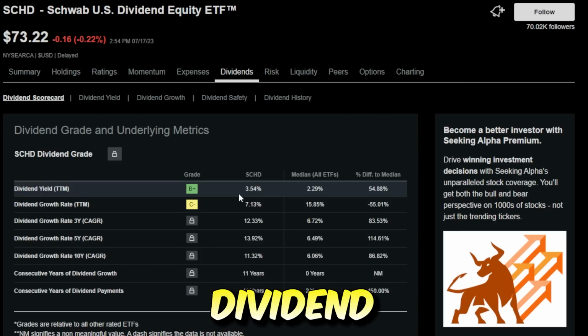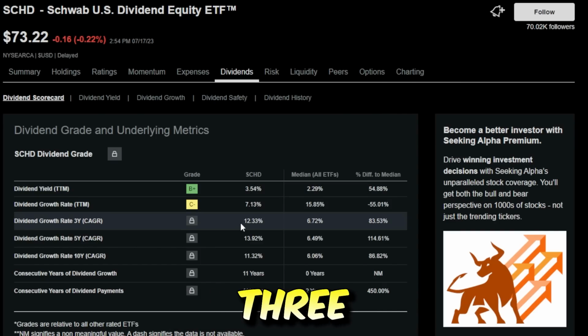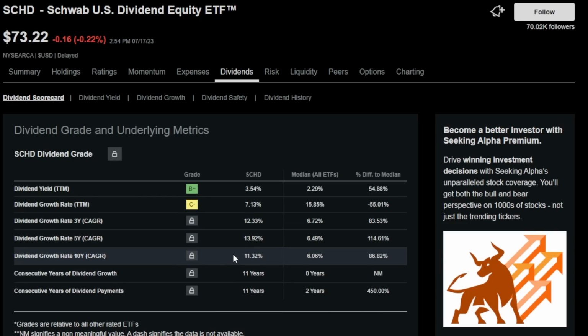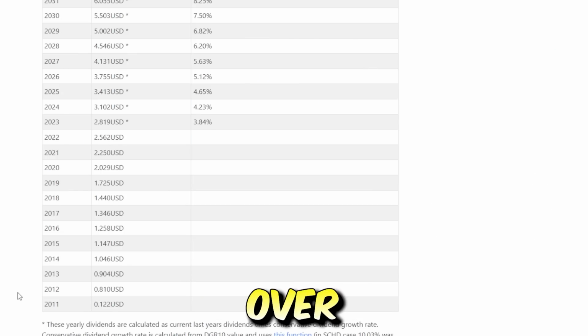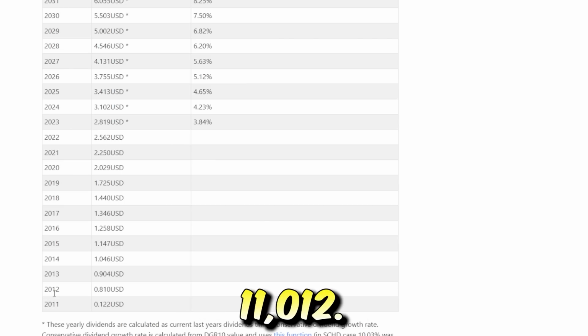Looking at the Schwab US Dividend Equity ETF's dividend grade and underlying metrics, the dividend growth rate 3-year CAGR is 12.33%, the 5-year is 13.92%, and the 10-year is 11.32%. Another fun way to look at SCHD ETF's dividends over time is to zoom out a little bit, all the way back in 2011, 2012. What's crazy is that SCHD didn't even pay $1 per share until the year 2014, where the yearly dividend was $1.04.